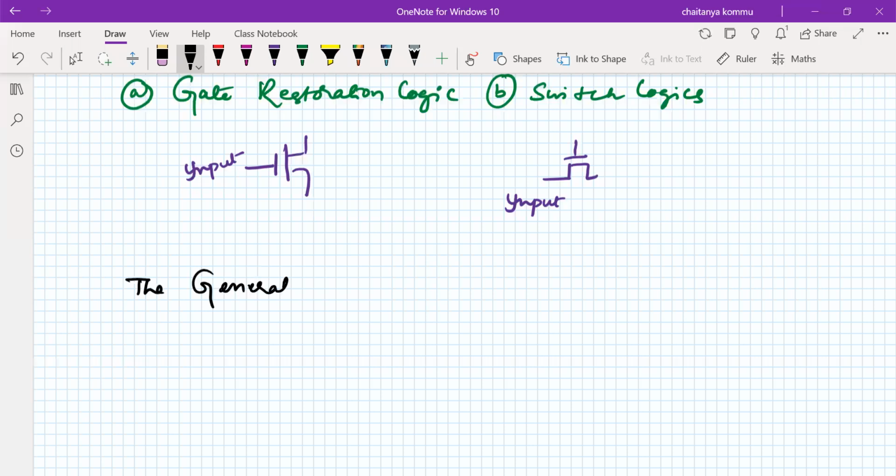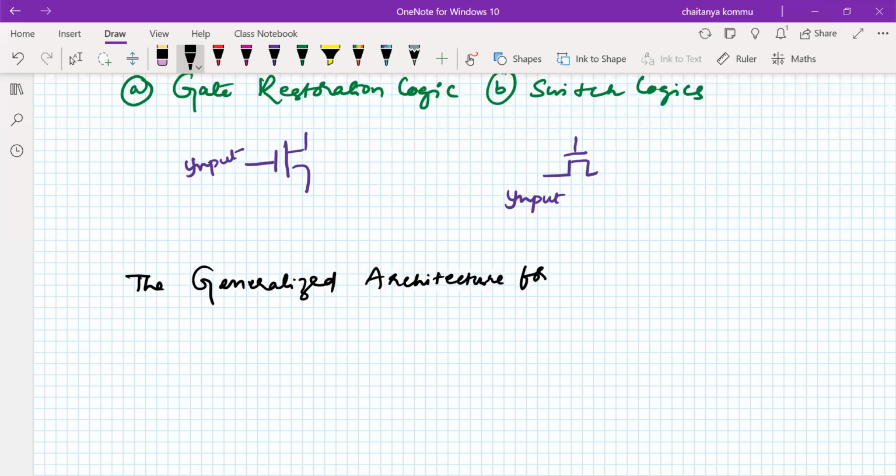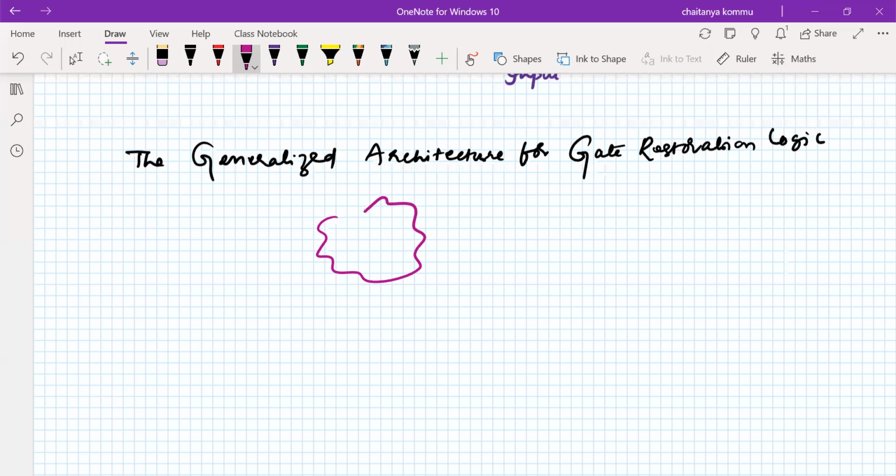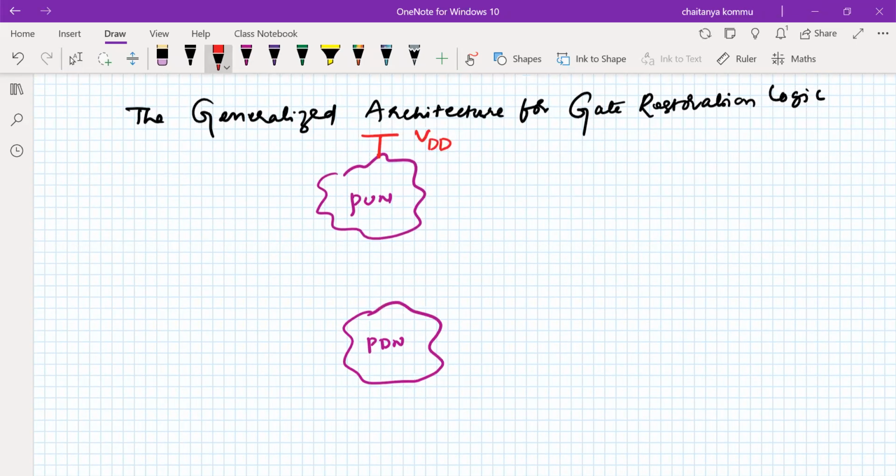The generalized architecture for gate restoration logic is as shown. We need to have one network called the pull-up network, and another network called the pull-down network. These are the two networks we have to consider. We connect the pull-up network to the power supply line VDD, and the ground line to the pull-down network, and connect these two and take a common point, which is called the output.